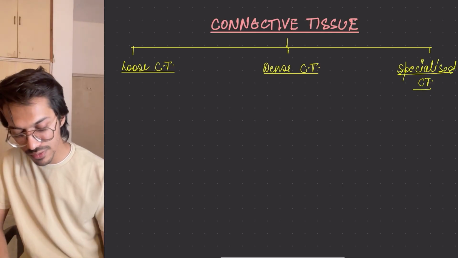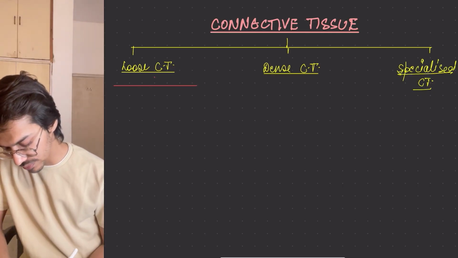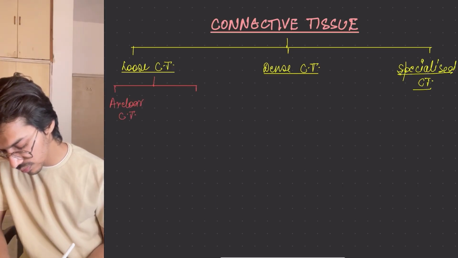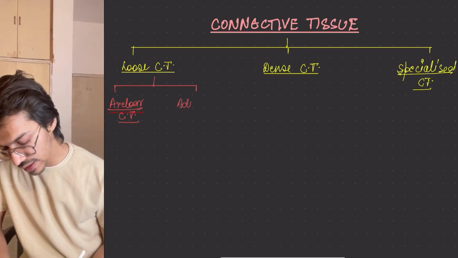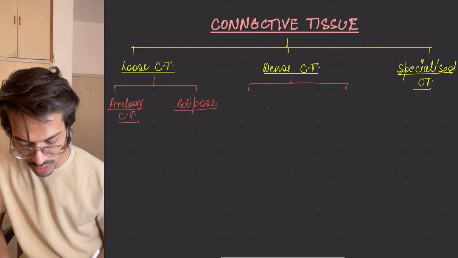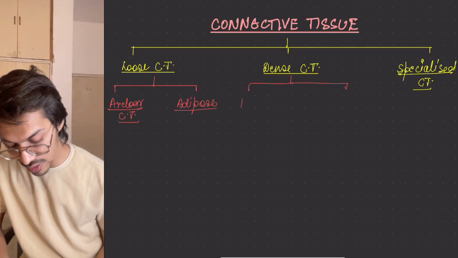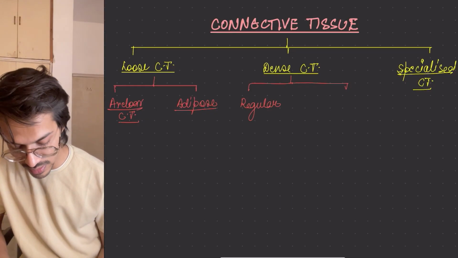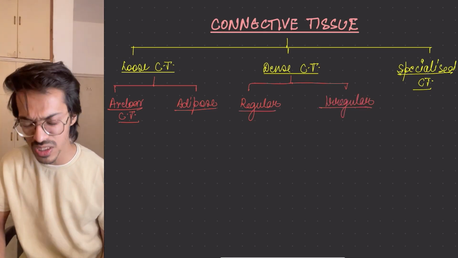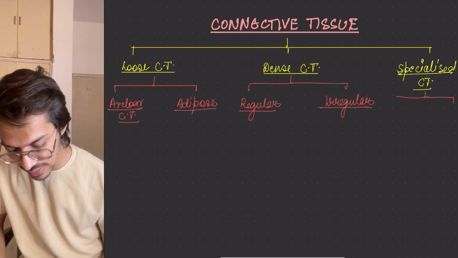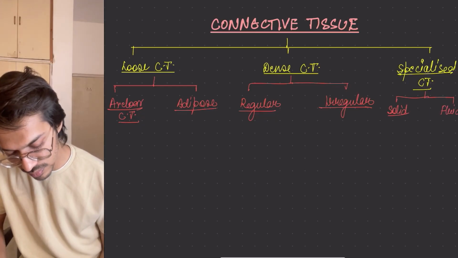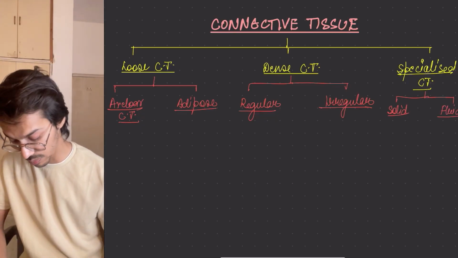Now, your loose connective tissue has two further parts. What is it? That is areolar connective tissue, and there is adipose connective tissue. When it comes to dense, they also have two types. What are the types? There is dense regular and dense irregular. Example only, just a basic thing and examples. First most important thing is example. Specialized connective tissue could be solid, it could be fluid. Let's just see the examples, the most important one.